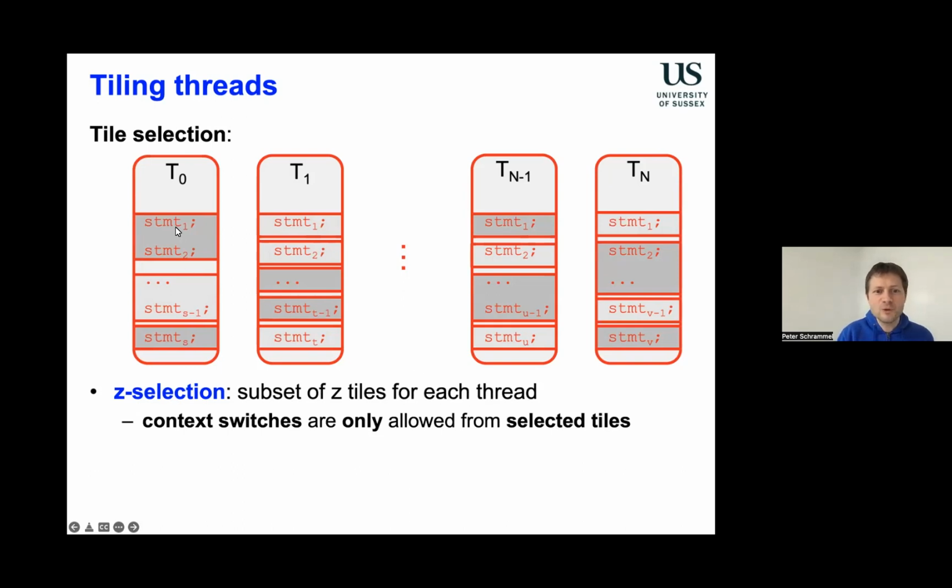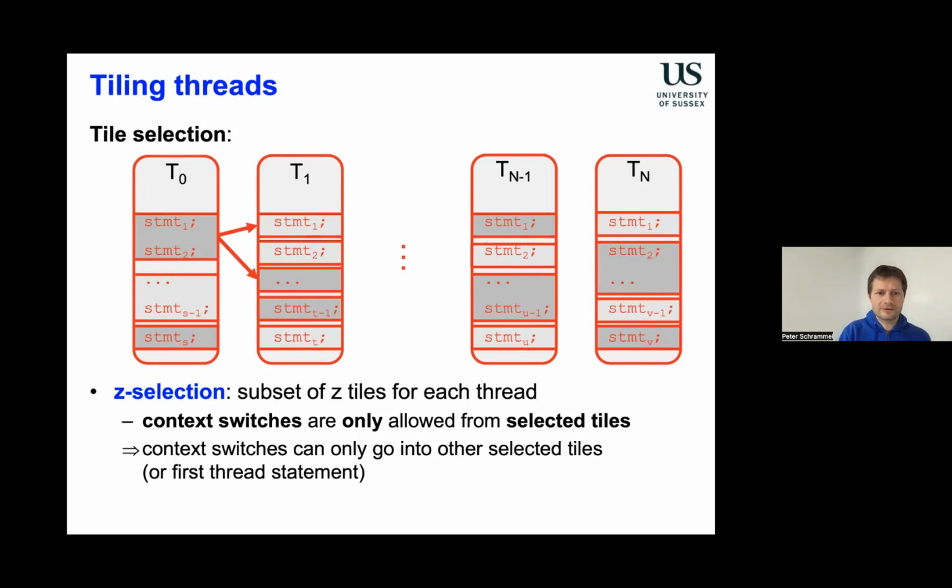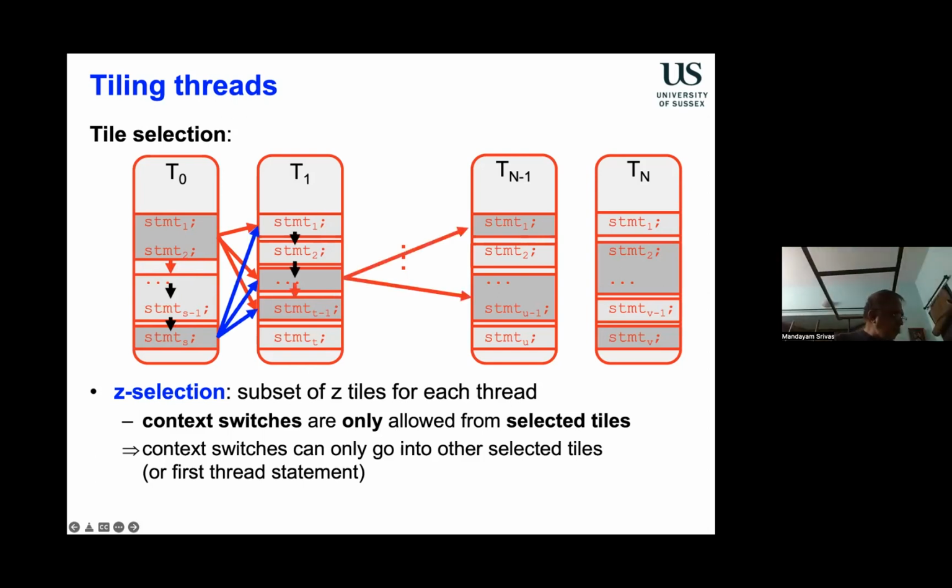So here you see a 2 selection. So we're picking 2 tiles from each thread. And we allow context switches only from those tiles that are selected, whereas there can't be any context switches from the tiles that have not been selected. So in that way, you restrict the context switches. So for example, here we allow these kinds of executions, whereas outside the tile, there can't be any context switch. You have to execute within the thread until you reach the next tile, and then you can switch out again. So this is the idea.